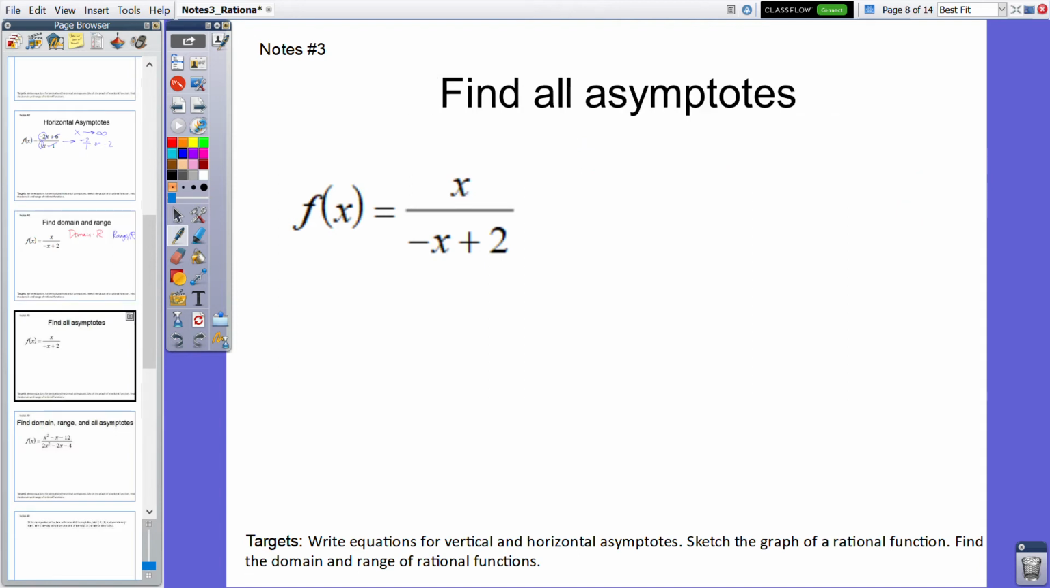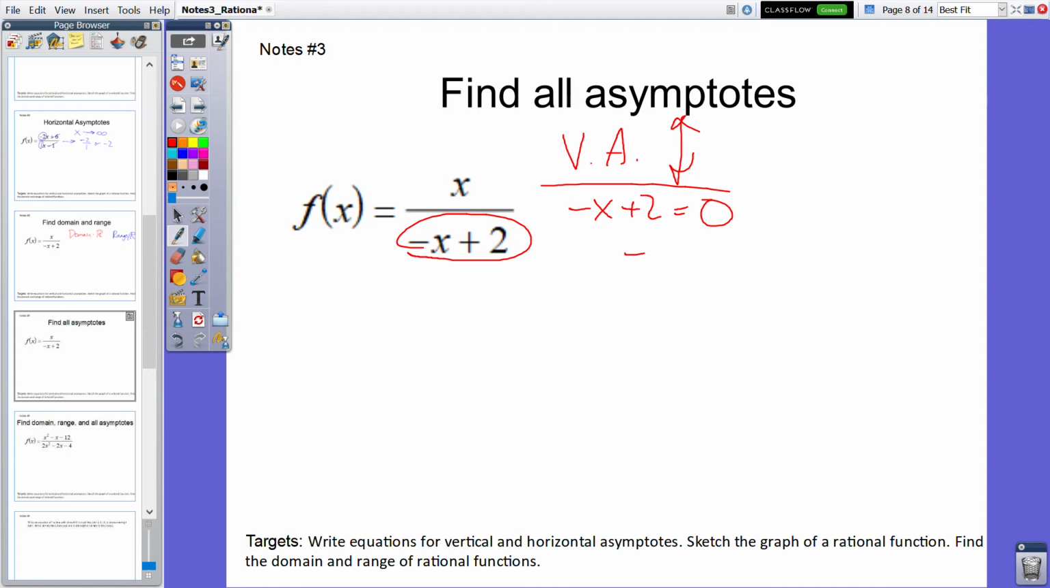Okay, so our first asymptote is our vertical ones. So vertical asymptotes, this guy right here, we're going to find it by setting our denominator equal to 0. So -x plus 2 equals 0. We just have to solve that equation here. Subtract both sides by 2, we get -x equals -2. Therefore, if we divide both sides by -1, we get x is equal to +2.